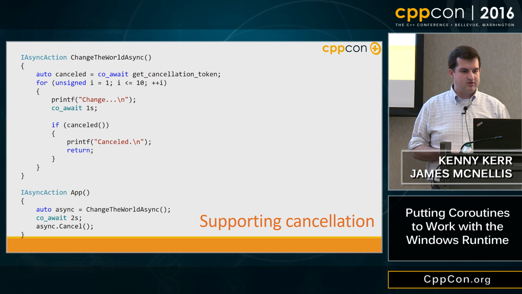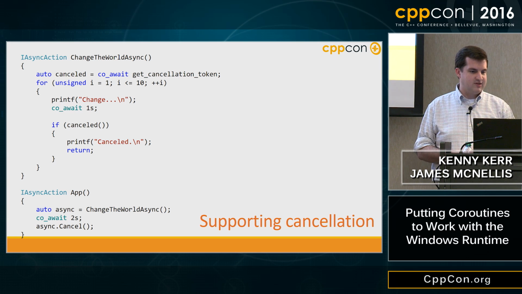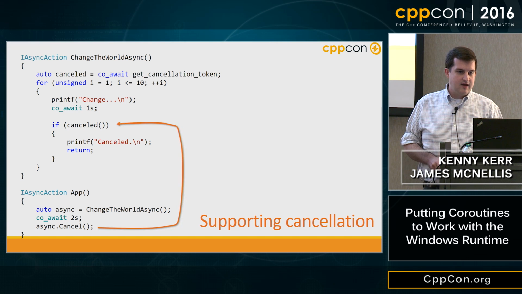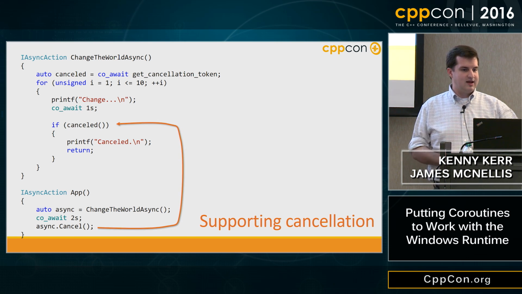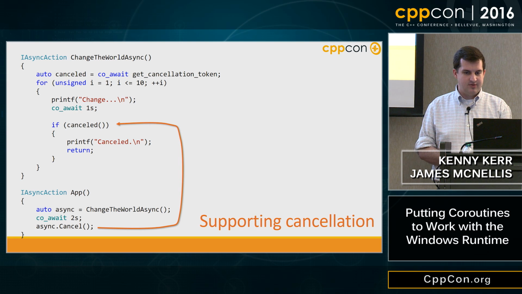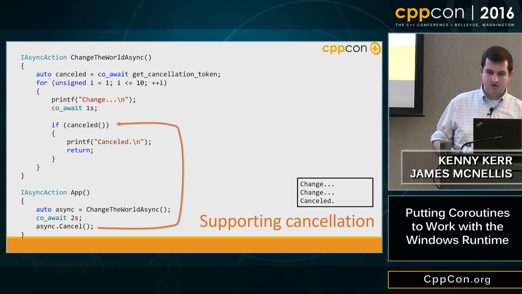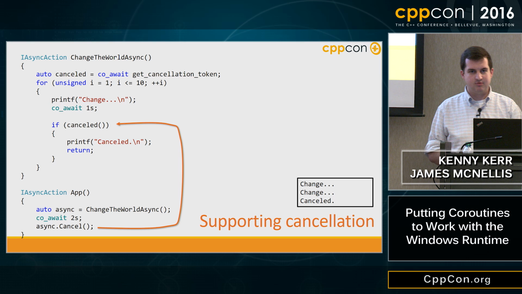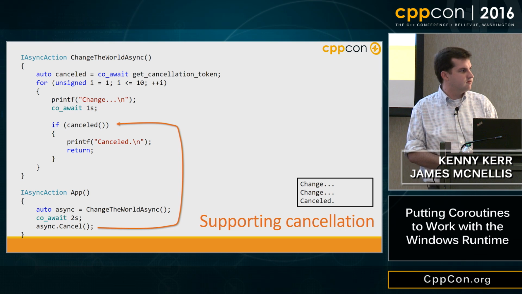And in our application, what we'll do is we'll start this operation off. We'll then wait a couple of seconds to let it tick a few times, and then we'll cancel it. And then that cancellation will feed into that async operation, and we will stop the operation. And so this would print out something a bit like this. It might vary based on thread scheduling, but it would look about like this.